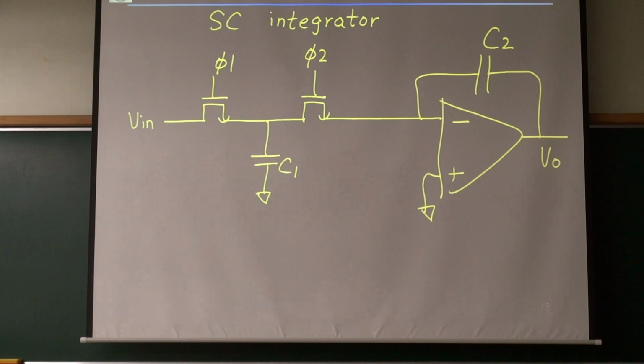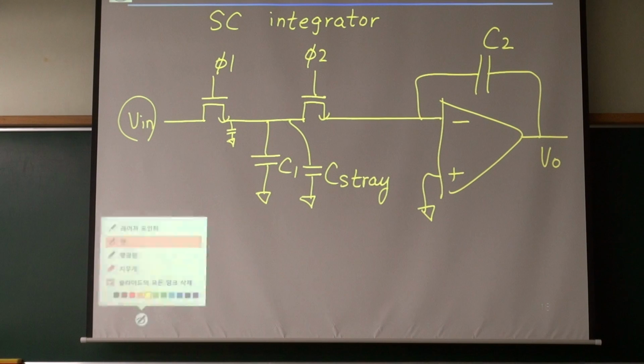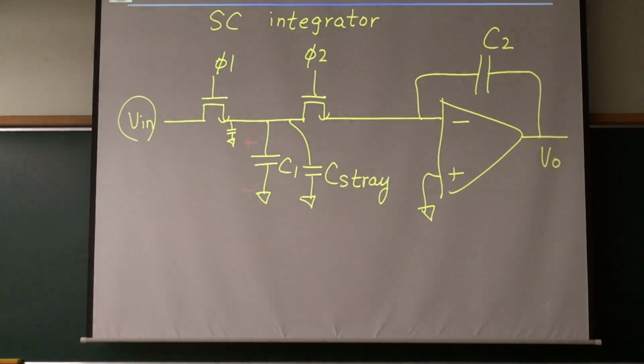Yeah, the drawback of this circuit is just parasitic capacitance. It's included. Yeah, we have some junction capacitor there. We have some interconnect capacitor there. You know, during pi1 phase, the charge here is C1 plus C stray times Vin at some T, right? C stray includes the junction capacitor and interconnect capacitor. Yeah, during pi2 phase, this entire charge is dumped into C2.